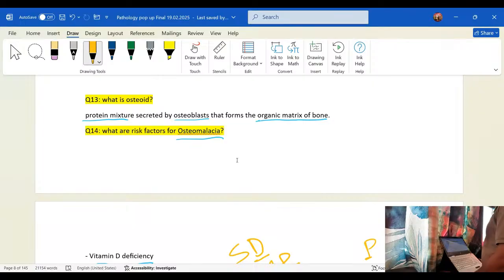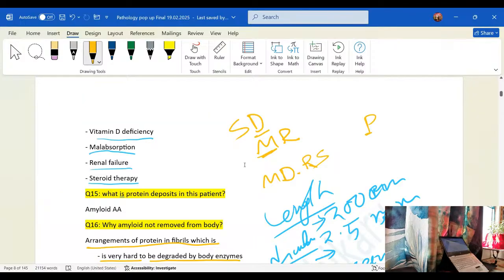What are the risk factors for osteomalacia? Vitamin D deficiency, malabsorption, renal failure, and steroid therapy are the causes of osteomalacia.